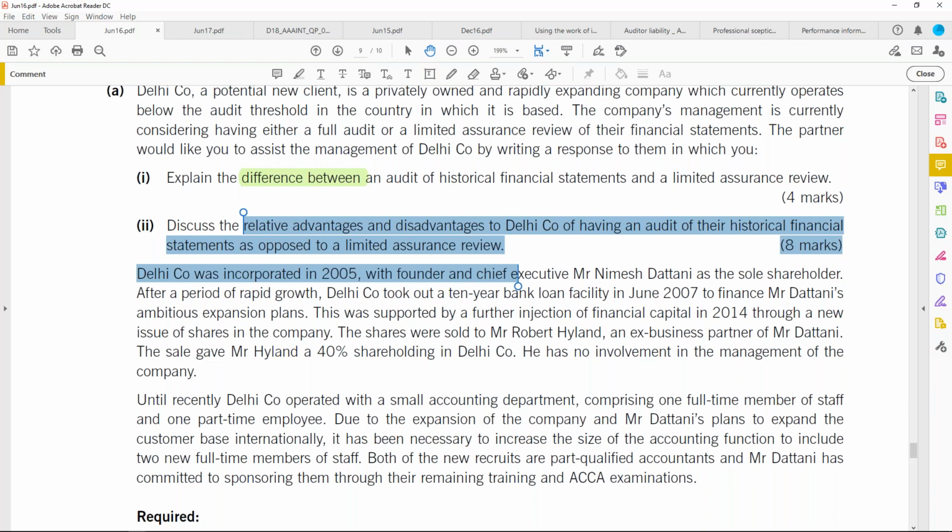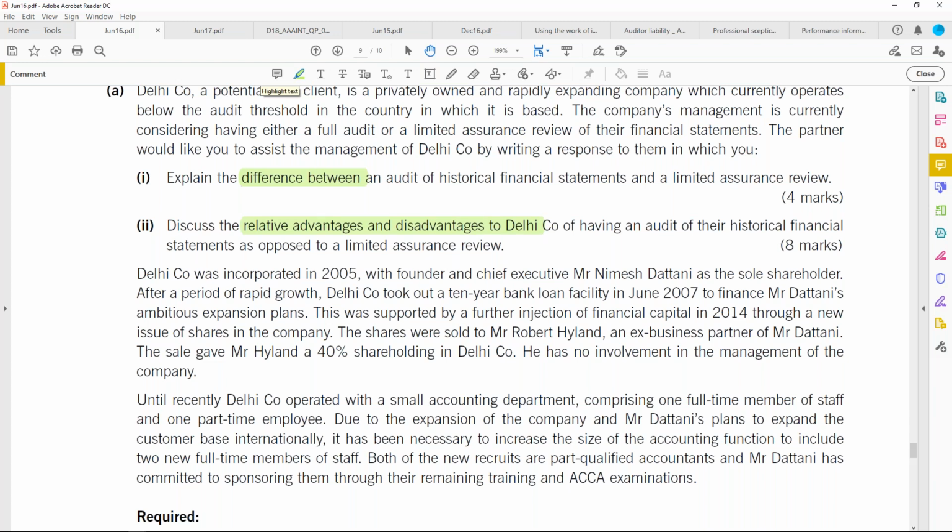Why analytical procedures are performed at the risk assessment stage, 5 marks. Then why should auditor presume there is a risk of fraud in revenue recognition, 7 marks, that is 12. Then the difference between audit and a limited assurance review, 4, that is 16. Then the advantages and disadvantages, 8, that is 24 marks out of the 100 marks. This is an old paper, and 24 marks in the old paper.